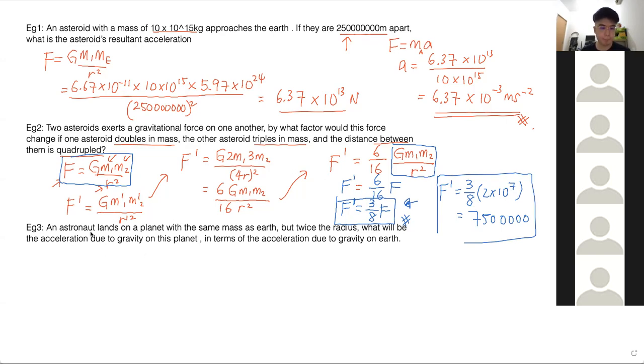Number 3, an astronaut lands on a planet with the same mass as Earth, twice the radius. What will be the acceleration due to gravity on this planet? Okay. This is very similar to example 2. Okay. First, we find the force. GME.